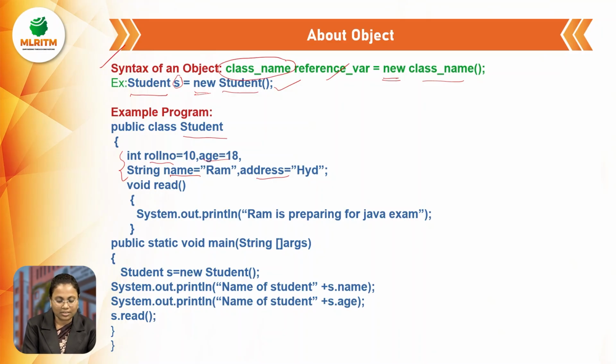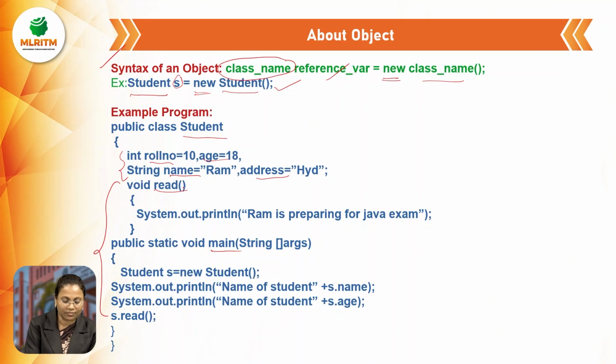Next, I have written a method. Here in this class we have two methods. One is the read method, the other one is the main method. Main method is compulsory in a class, because only through the main method can the JVM enter into the Java program to execute. So definitely the main method is compulsory.